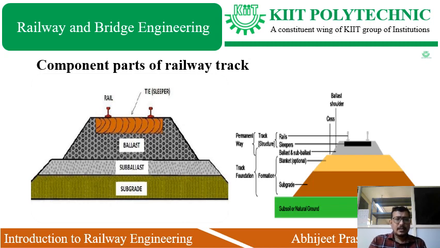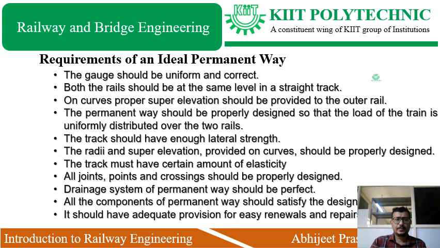Like the different components we have already seen in slide number 1: the first one is rail, then there is a sleeper, ballast, sub ballast and subgrade. First of all, we will see the basic requirements of a good permanent way.